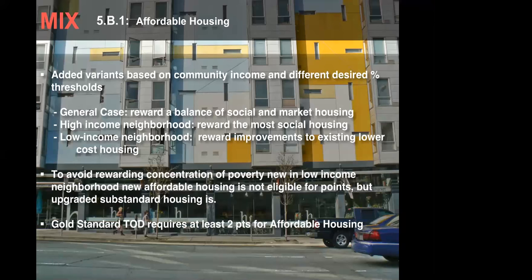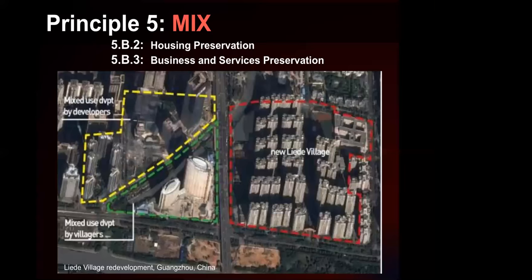A quick note, to achieve gold standard, at least 2 points need to be achieved in this principle. So now we have the last two in objective B, housing preservation and business and services preservation. Those are brand new. Because of those, we're really attempting to negate this idea of new development basically destroying communities, when we really provide space for pre-existing households and space for pre-existing businesses. We really allow to keep this character of the area while still creating space for newcomers through affordable housing. So it's sort of creating a balance and inclusion.